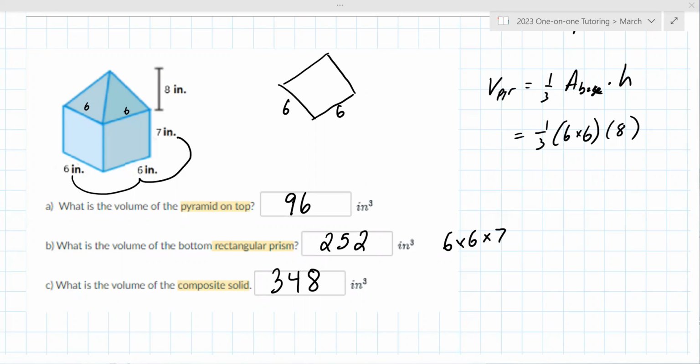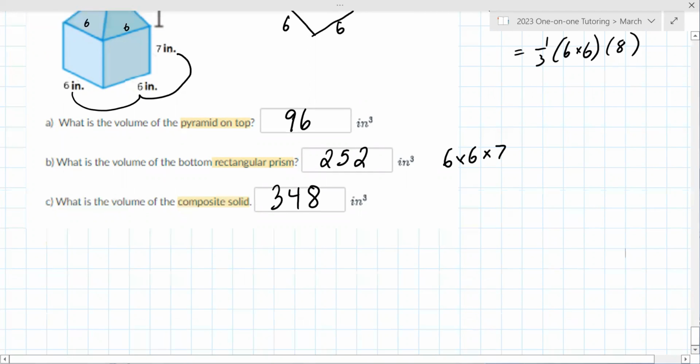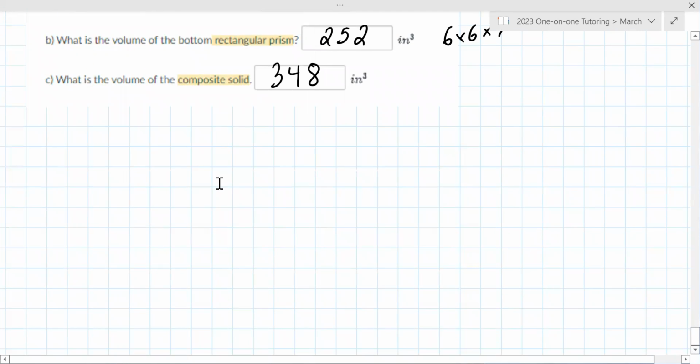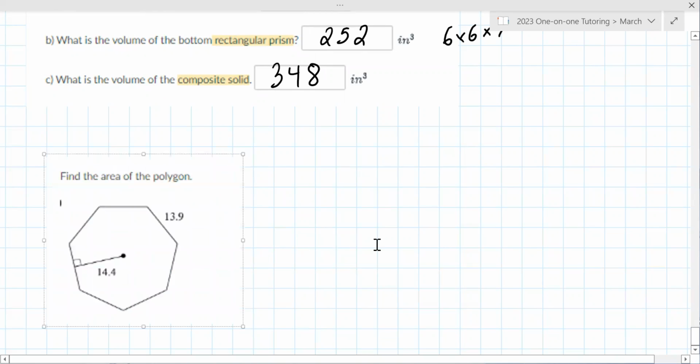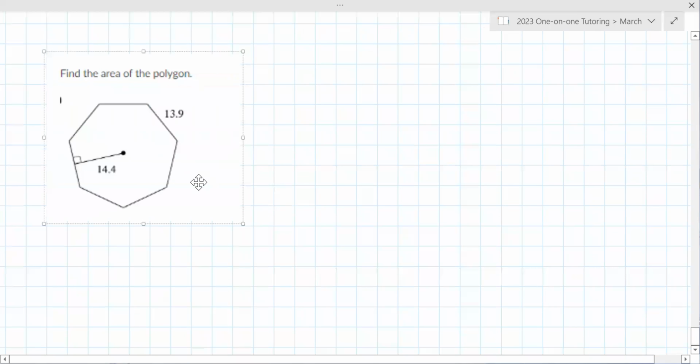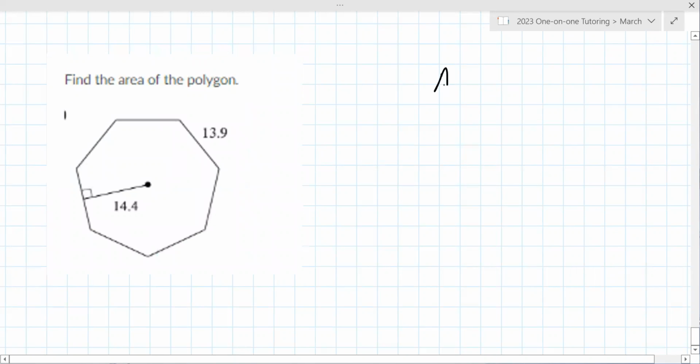All right, let me grab the next one here. Let's see, we got 21. Area of the polygon. How many sides are here? 1, 2, 3, 4, 5, 7 again. Looks like 7. Okay, so like you've been doing, it's 1/2 the apothem times the perimeter. The perimeter in this problem is 7 times 13.9. There's 1, 2, 3, 4, 5, 6, 7 sides. And then the apothem is given.